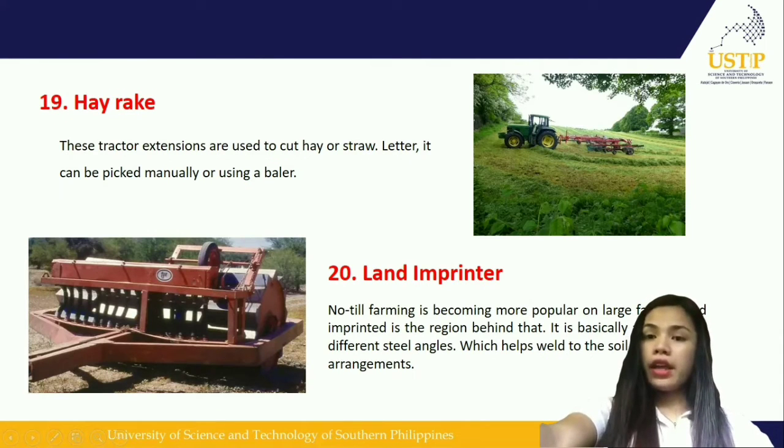Number 19, hay rake. These tractor extensions are used to cut hay or straw. Later, it can be picked manually or using a baler.